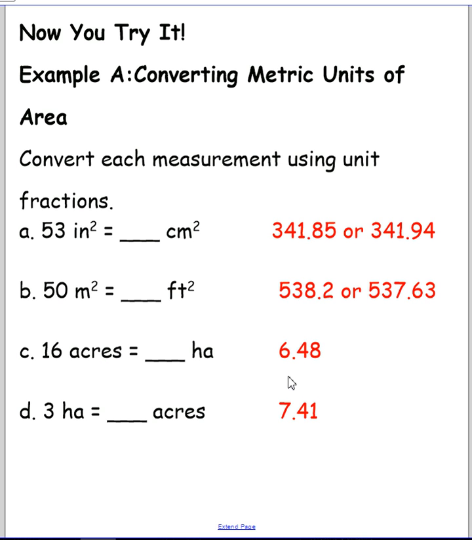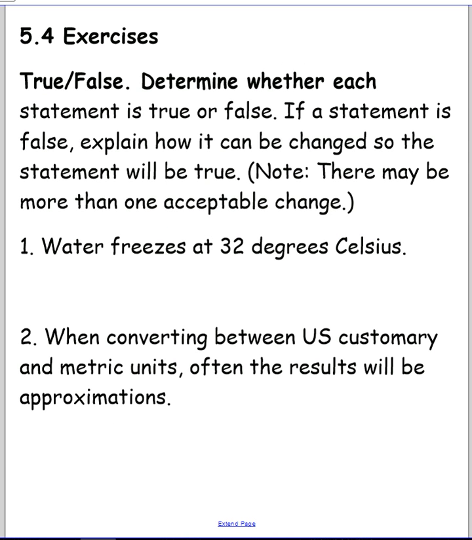Okay. So if you have any questions, again, don't hesitate to send me an email. Otherwise, let's go ahead and look at some true-false together. First one, water freezes at 32 degrees Celsius. Well, we think of water freezing at 32 degrees, but again, the US is Fahrenheit, not Celsius, so that's false. In the metric system, water freezes at 0 degrees Celsius.